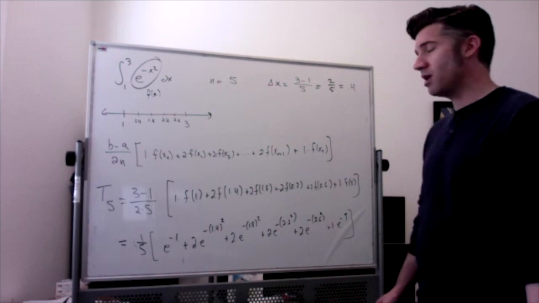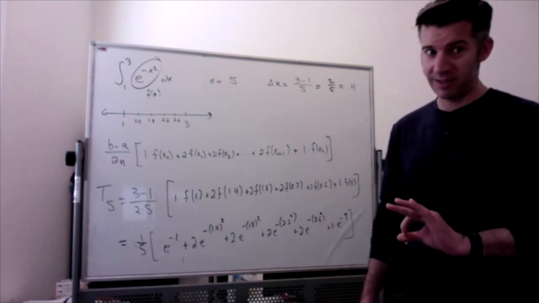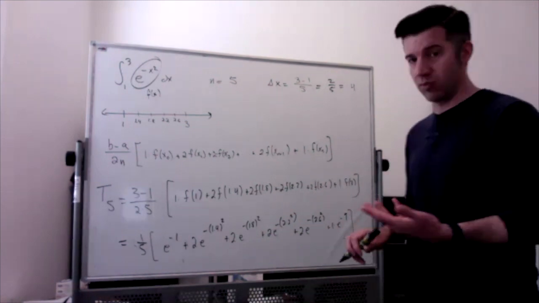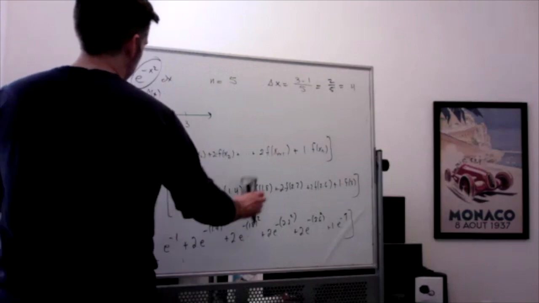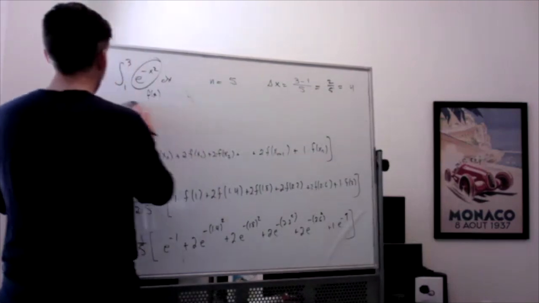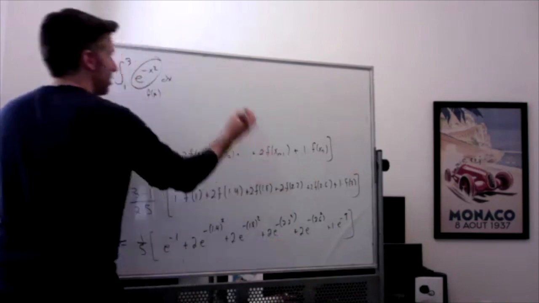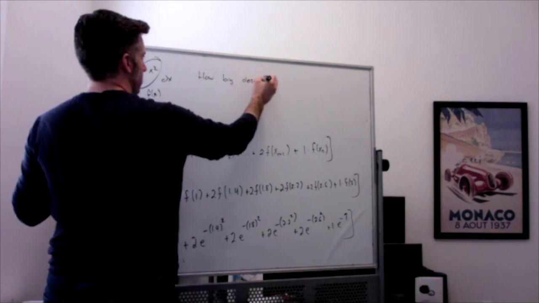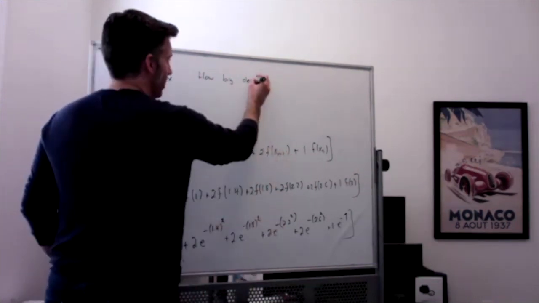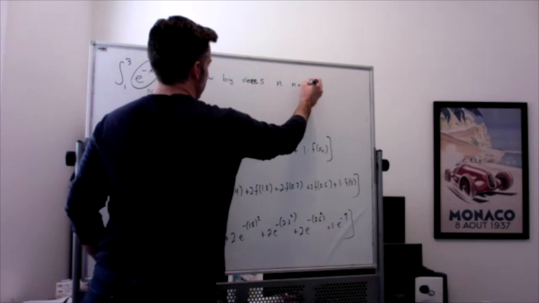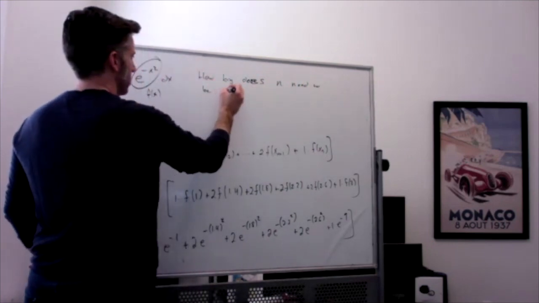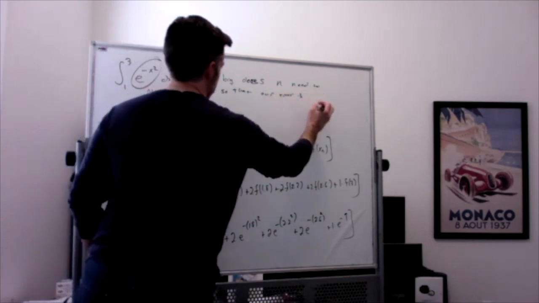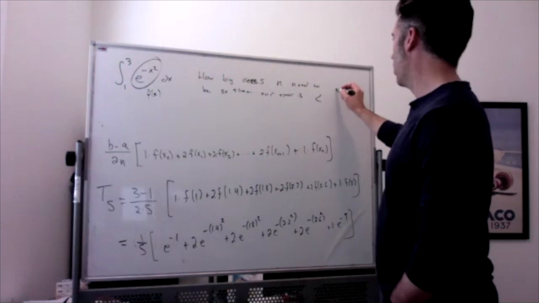Unlike the one I did last class, this one we could actually talk about estimating the error in a reasonable way. So let's do that, because I do think it's reasonable to talk about. I want to ask the follow-up question: how big does n need to be so that our error is less than 1/1000?